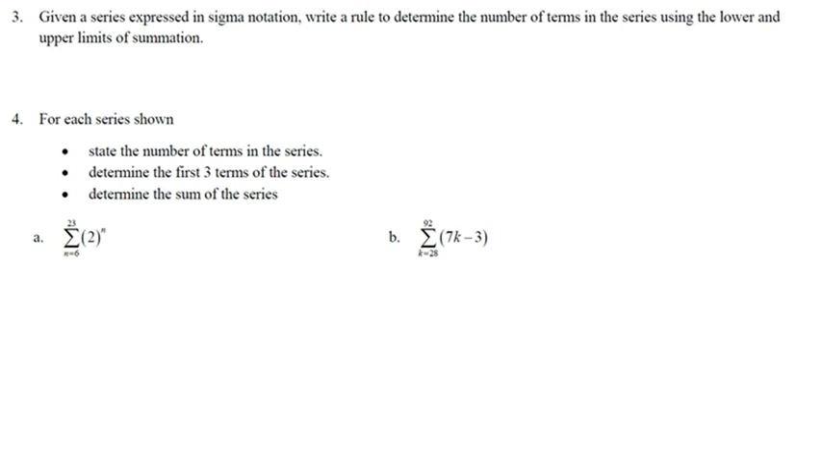Given a series expressed in sigma notation, write a rule to determine the number of terms in the series using the lower and upper limits of the summation. The top we'll call upper, the bottom we'll call lower. So upper minus lower plus 1, to take into account that we need to include both the upper and the lower, not simply the difference between the two. If you ever forget that, ask what the sum from 3 to 5 is. That's 3, 4, 5. There are 3 of them, so I've got to add 1.